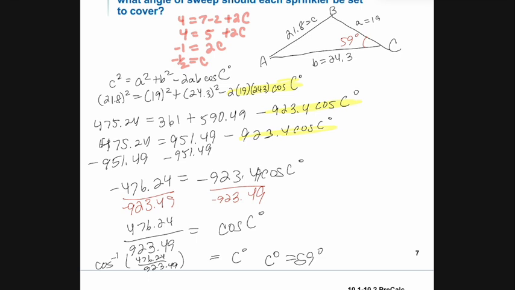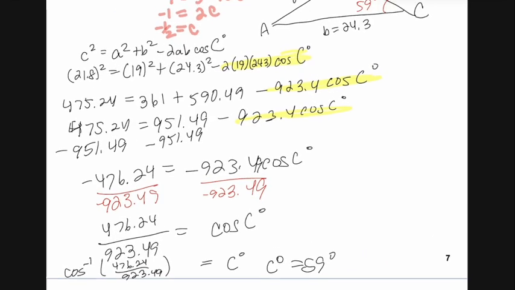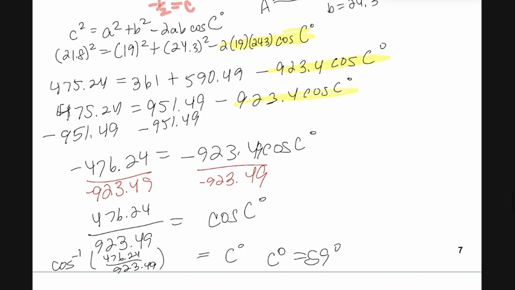So the law of cosines is tough. You can see it's easy to make mistakes. You have to follow order of operations and all that other stuff. Okay, everybody good so far? Okay, yes.